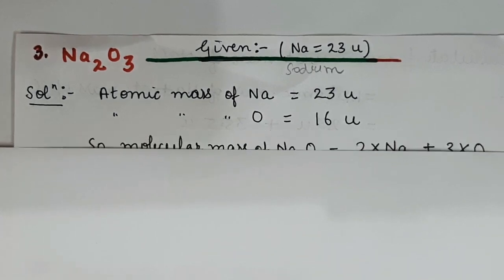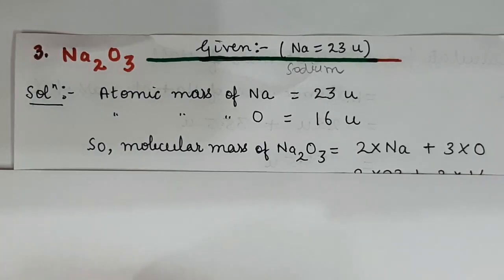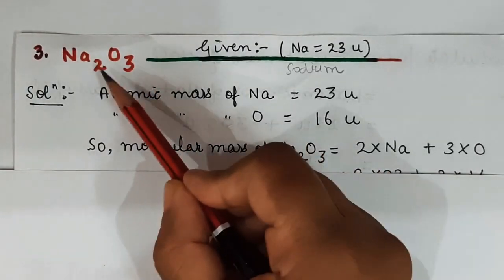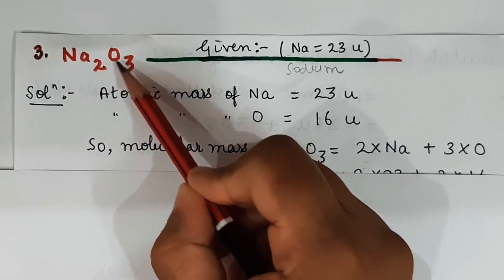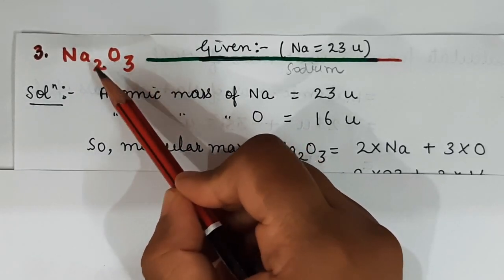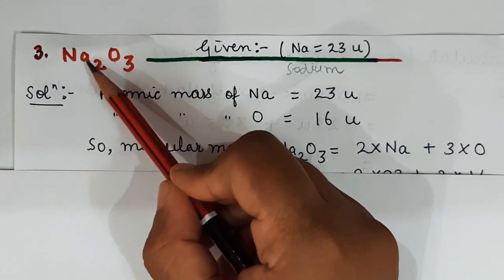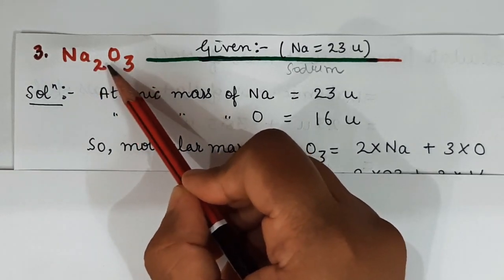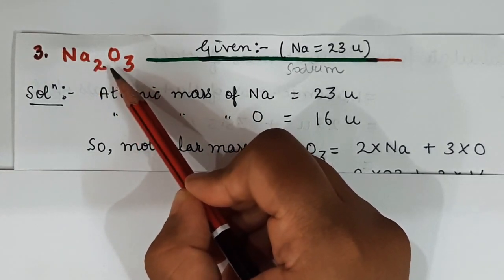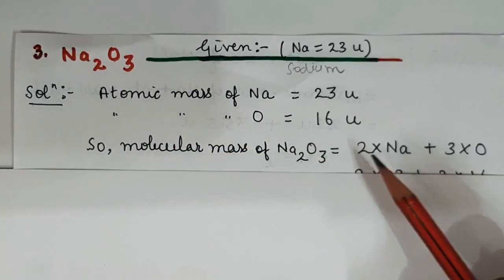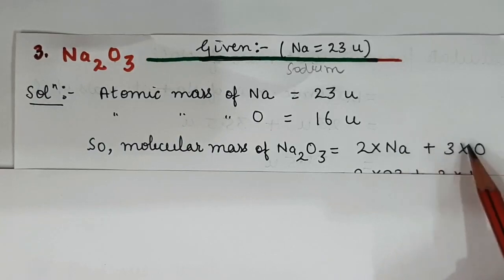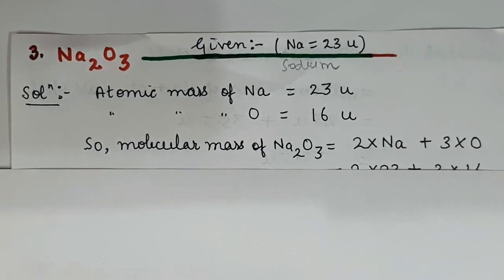So what is the molecular mass of Na2O3? That will be twice of sodium plus thrice of oxygen. Why? Because there are 2 atoms of sodium and 3 atoms of oxygen. So twice of sodium plus thrice of oxygen.